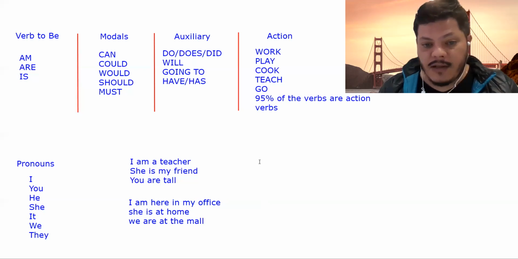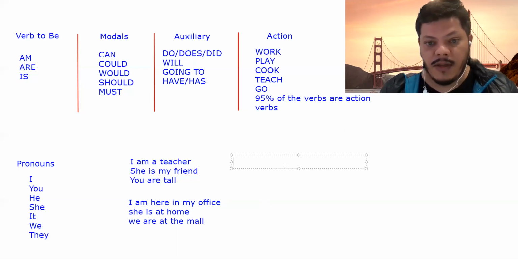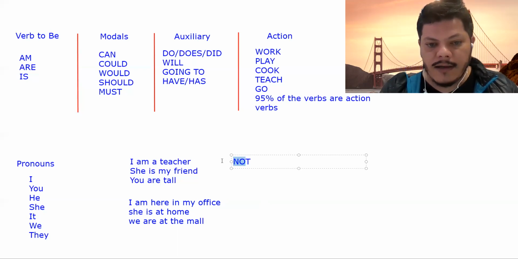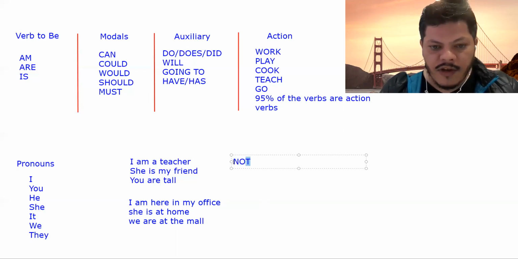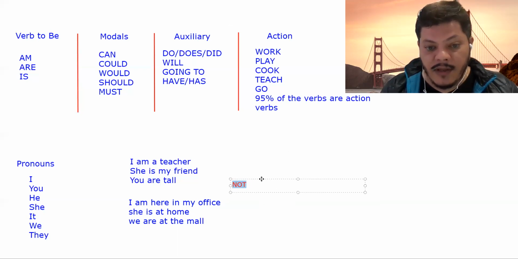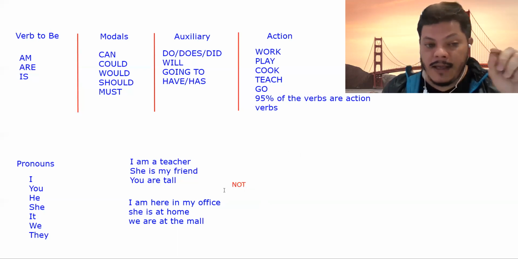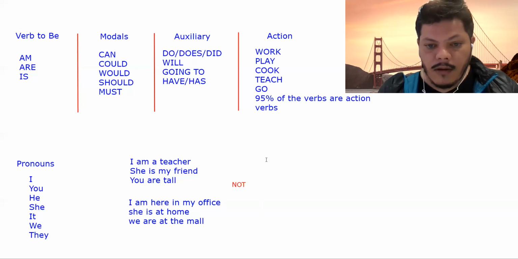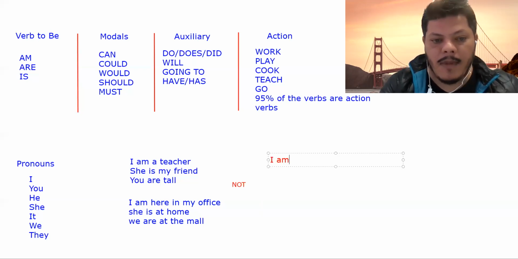So basically, if you had to transform a sentence using the verb to be into a negative statement, you would simply use the word not. Let me change the color here so that you can see that more clearly. I would simply use the word not immediately after the verb to be. So, for example, I am not a teacher. That's the negative.